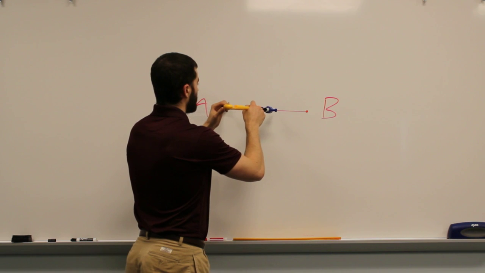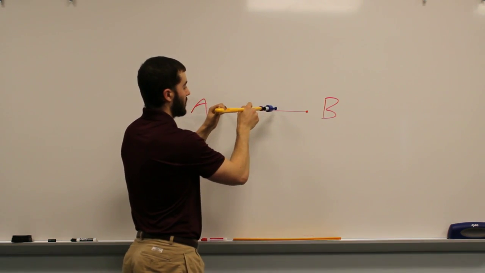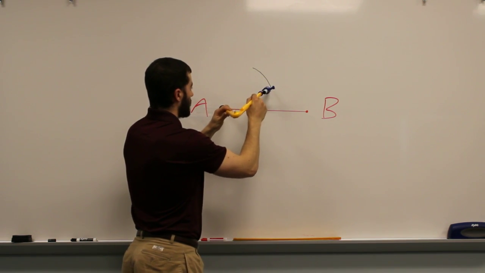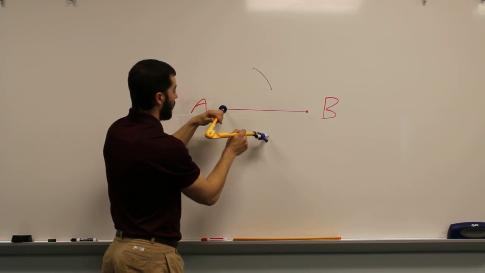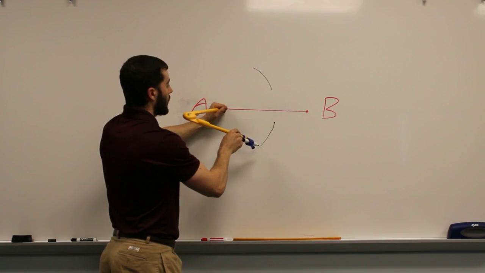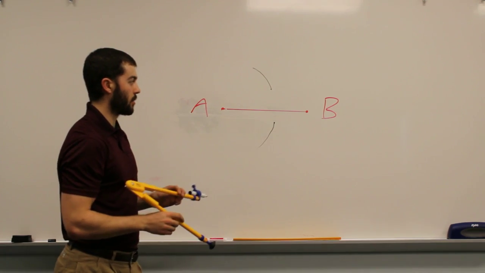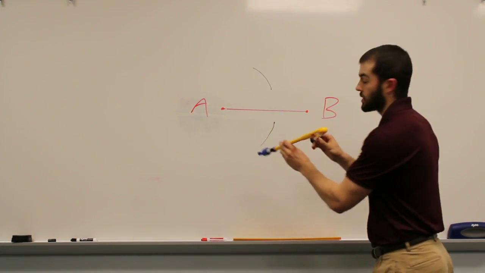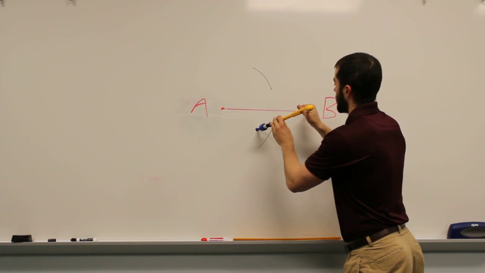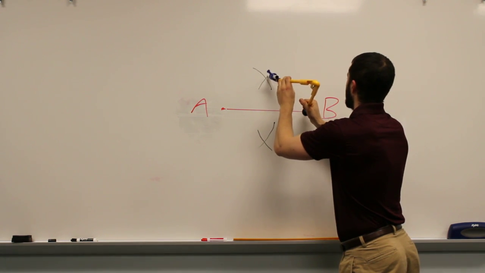So we're going to open our compass up more than halfway of the length of line segment AB, and we're going to draw an arc above line segment AB, and an arc below line segment AB. Then we're going to do the same thing repeated, except starting from point B. So now we're going to take the fixed point of our compass and affix it to point B, and make an arc below line segment AB, and an arc above line segment AB.